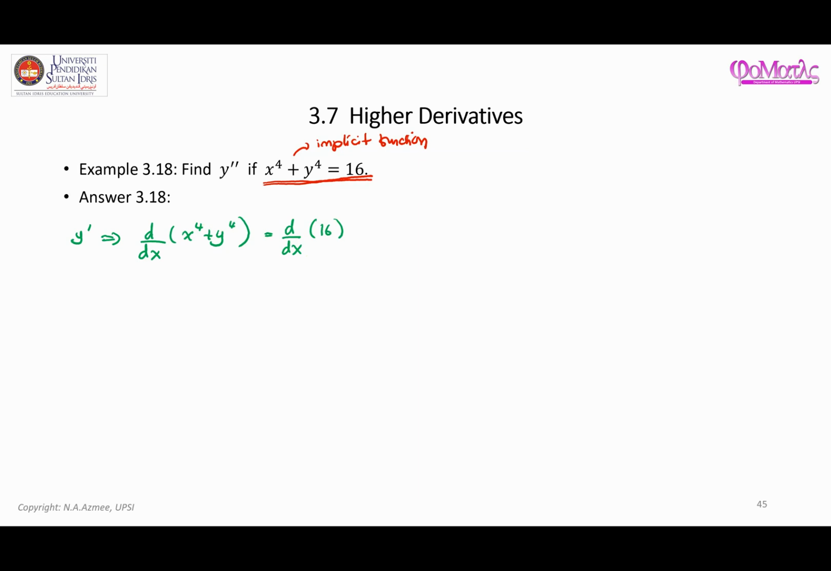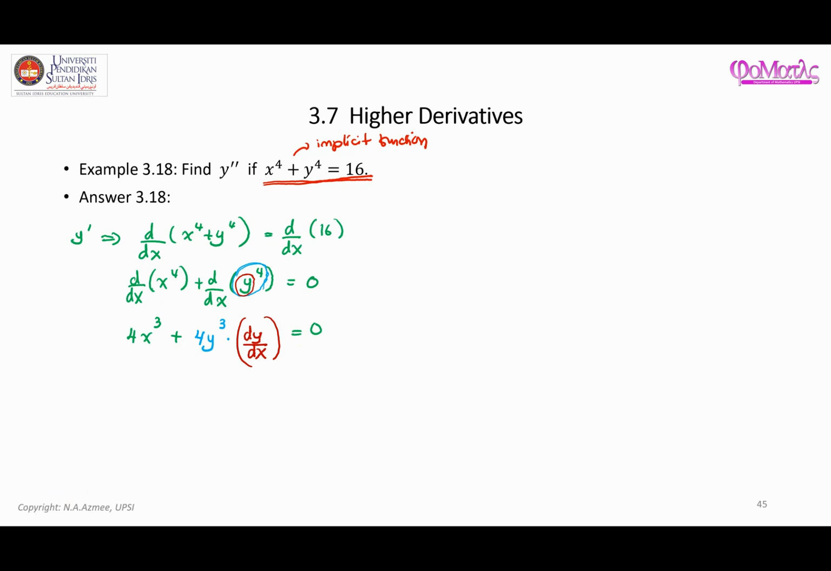So what we're going to do is separate this part here. We have x to the power of 4 plus y to the power of 4, and the result on the right is going to be 0 because 16 is a constant. When you differentiate x to the power of 4, this is straightforward. The result is going to be 4x cubed plus, now on this part here, we are going to apply the chain rule. This is the outer function, so the result is going to be 4y cubed multiplied with the result of differentiating the inner function. Now y is some unknown function, so when you differentiate that, the result is going to be dy/dx. And this is equal to 0.